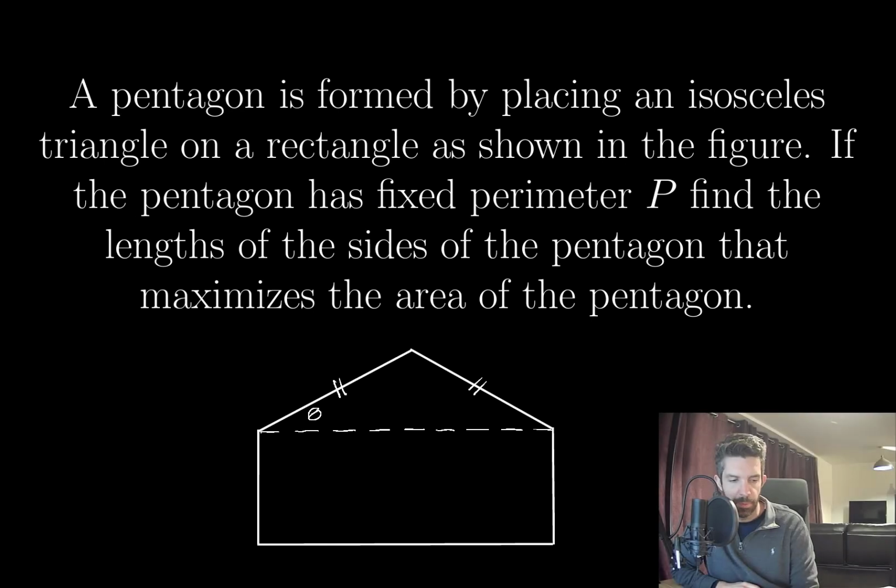A pentagon is formed by placing an isosceles triangle on a rectangle, as shown in the figure. If the pentagon has fixed perimeter P, find the lengths of the sides of the pentagon that maximizes the area of the pentagon.